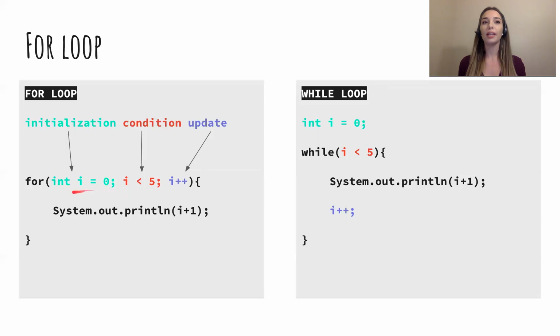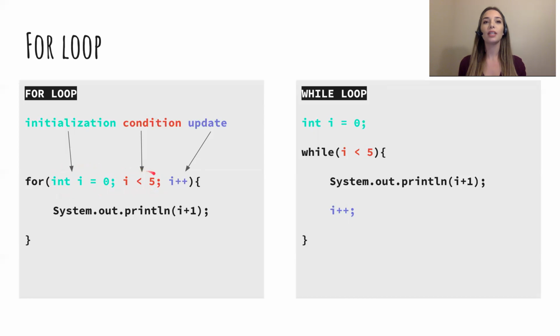But the first part is the initialization. So this is something that happens one time before we go into the for loop. So this is just one time at the very beginning. This part, the second part, is the condition. Notice that all three of these are separated by a semicolon.